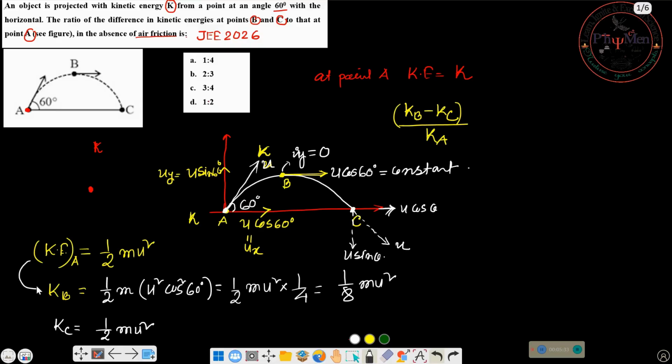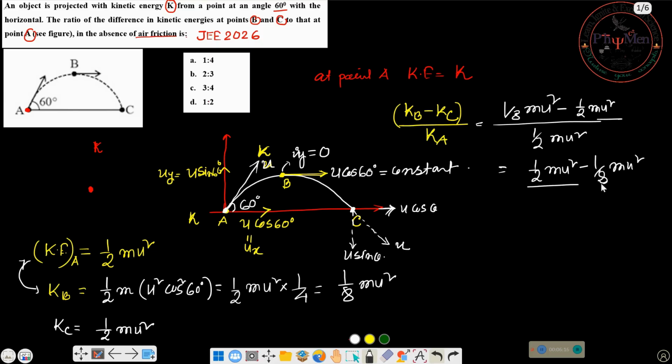Now we need to take the difference of these two, KB minus KC. KB is 1 by 8 m u square minus half m u square. We can write it as half m u square minus 1 by 8 m u square, since KC is greater, divided by half m u square. Let me bring this portion here.